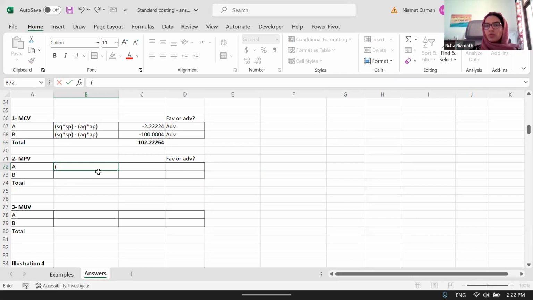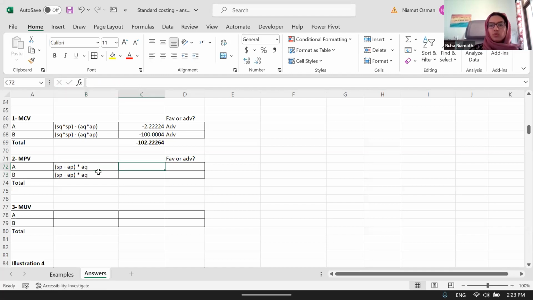This is the last one. We will just take a small, quick 5-minute break. I think everybody is exhausted. Okay. So, SP minus AP into AQ. Perfect. SP minus AP into AQ.